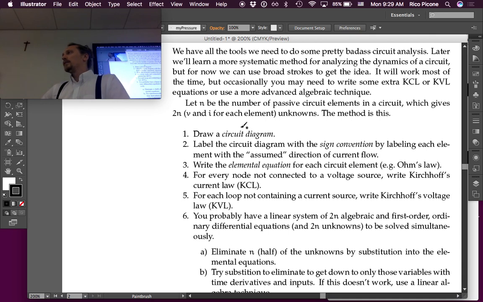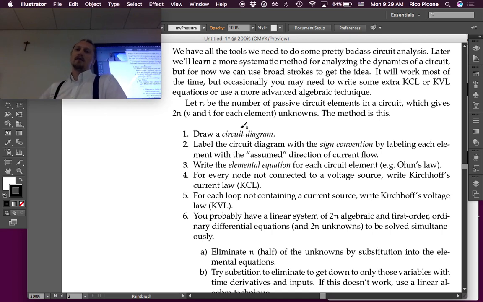So an active element would be like a motor or something like that? No, an active element would be like a voltage source. Okay. We'll talk more about motors. That's a transducing element, we'll call it. But yeah. So for now, we're not considering those.